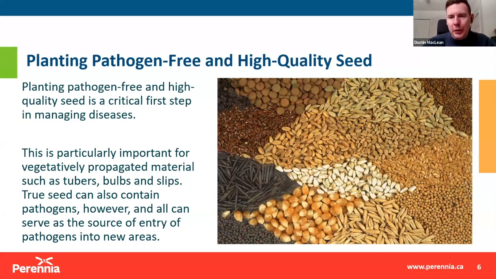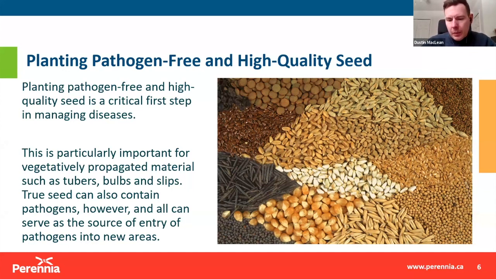So I'll plug right now. We have the Plant Health Lab, which is available through Perennia, where we're actually able to test for a number of these plant pathogens. So that's a service people can look into if you're unsure of whether your material contains pathogens or not, fungal or bacterial pathogens. You can send them into the Plant Health Lab to test. We're actually able to test pathogen presence on seeds as well.